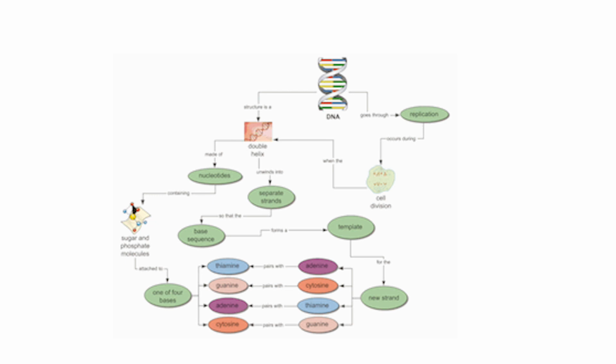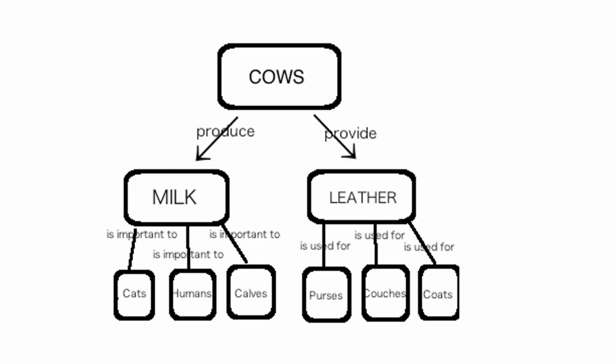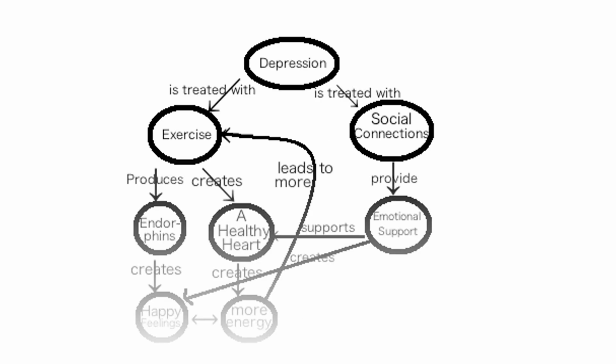So this is another format for concept map. And here's another one showing the linking words or linking phrases. And this one shows interrelationships. See, it's not just linear. It shows connection between this concept, more energy, and exercising.